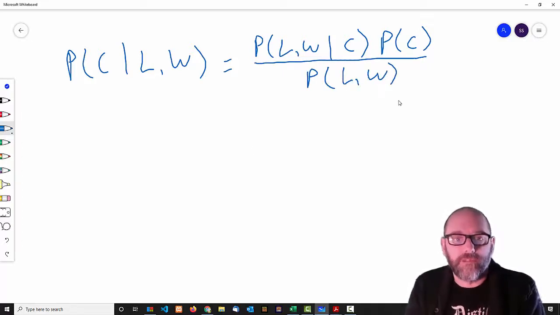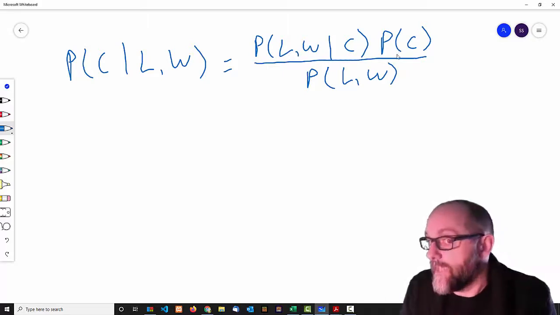Okay, so this is the classification task. We want to know what's the probability that it was a cat given the feature values that we got. We don't know how to calculate this directly, but we do know how to calculate it if we make some assumptions about the data. We know how to calculate the probability that we would get that length and width if it was a cat.